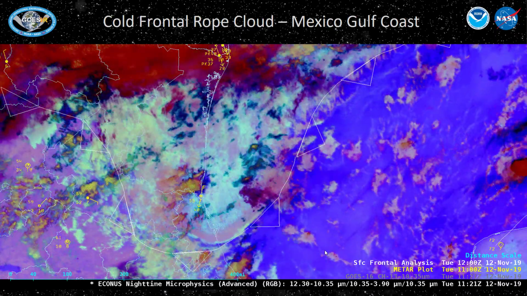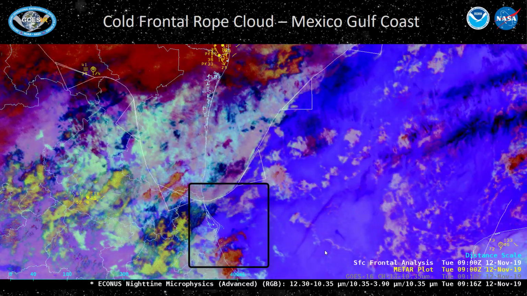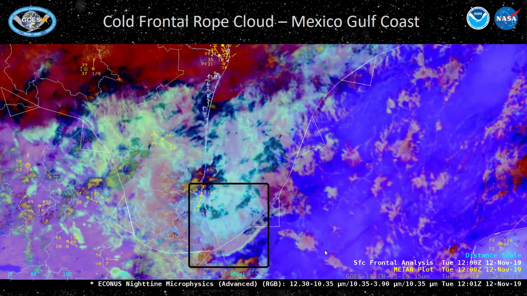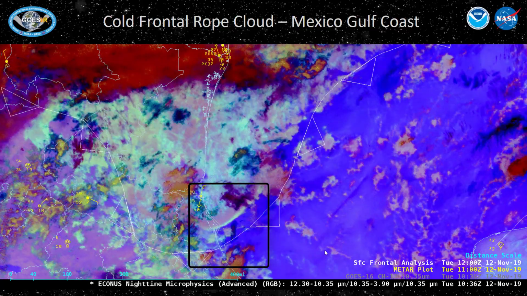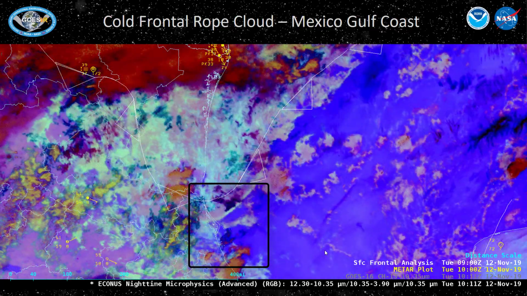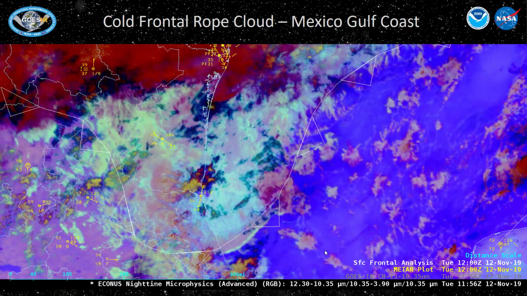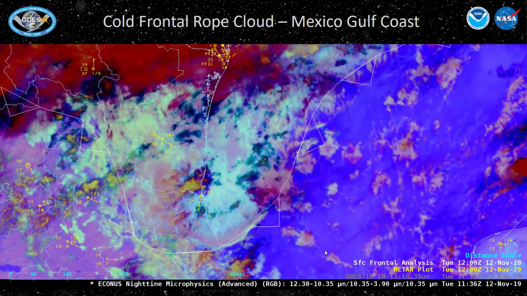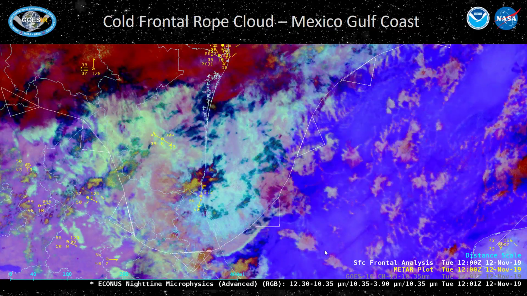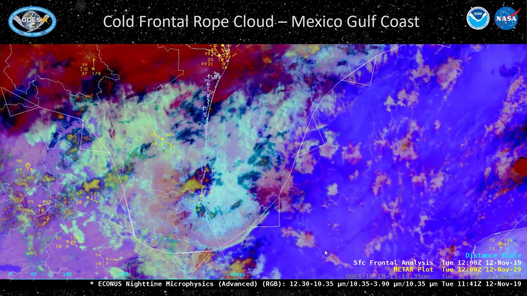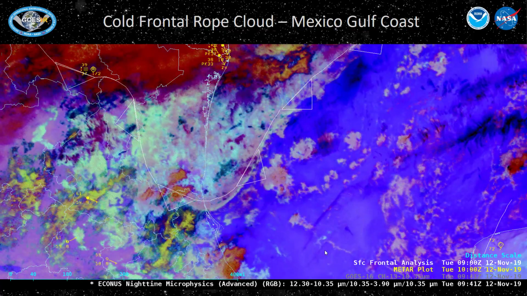In this example, a narrow rope cloud defining the leading edge of a cold front is apparent moving southward along the Gulf Coast of Mexico. With surface analyses only available every 3 hours, the exact location of the cold front could be determined and tracked using the Nighttime Microphysics RGB, and this can be helpful in determining the timing of an abrupt wind shift in an area having sparse surface observations.